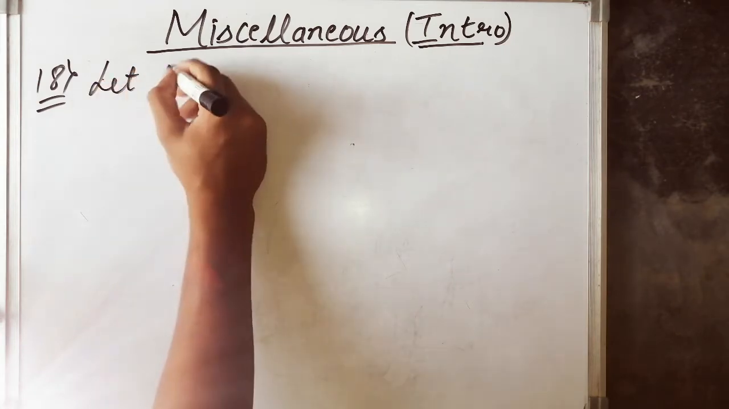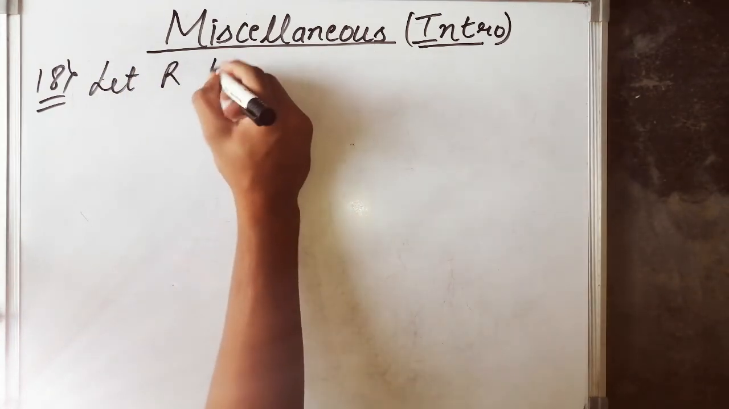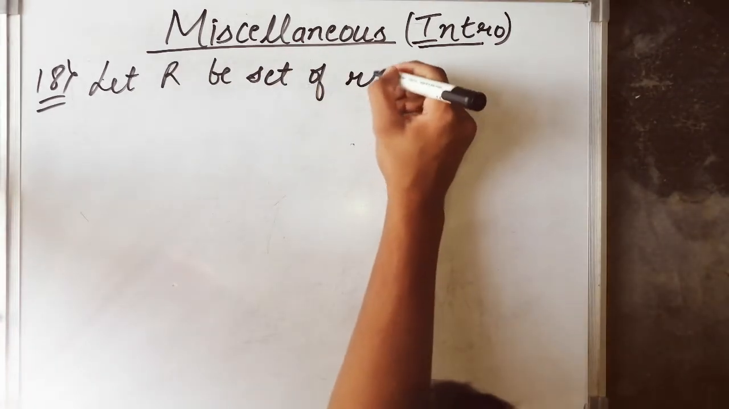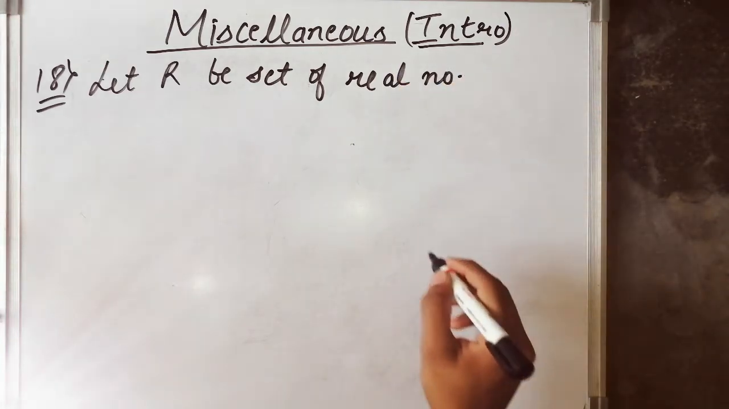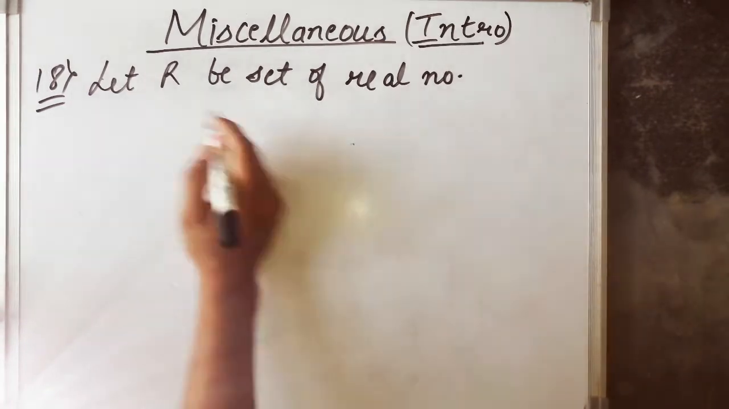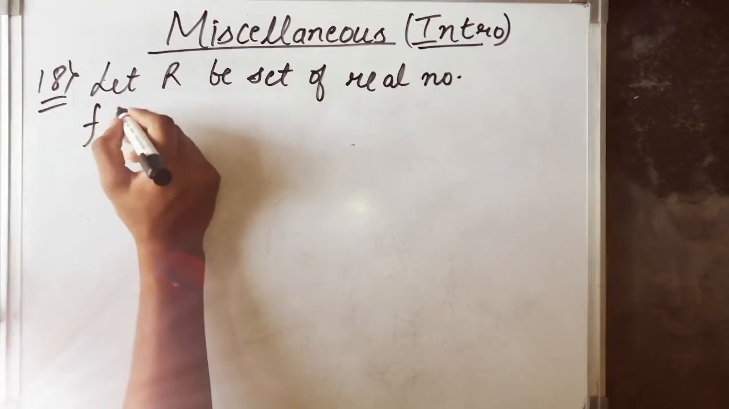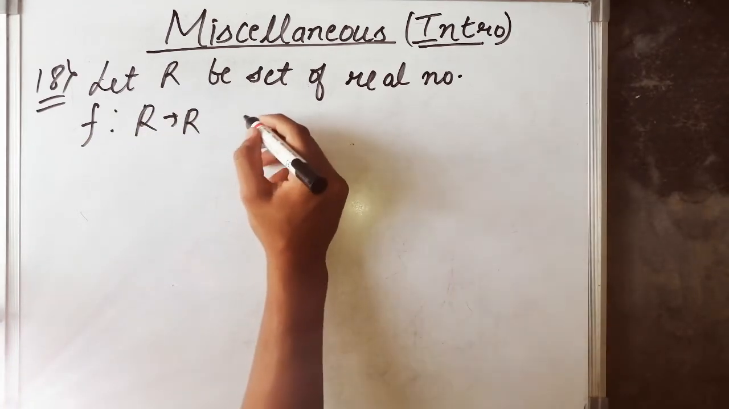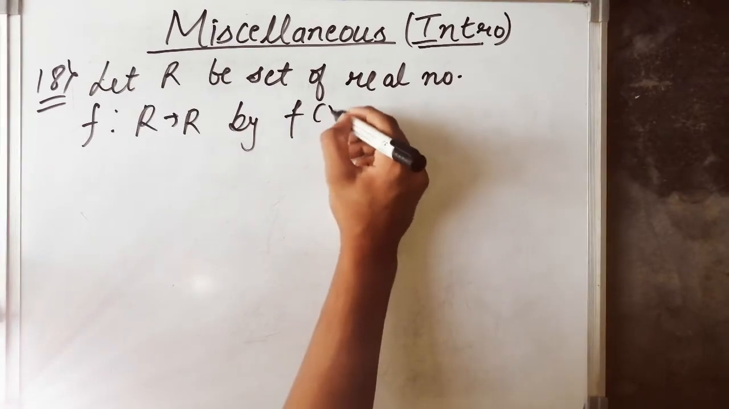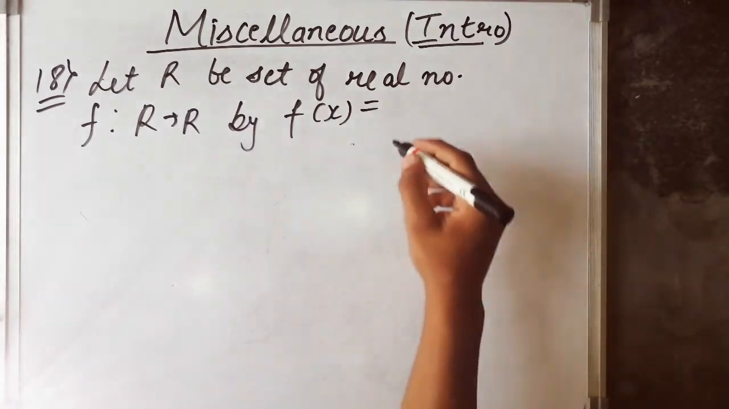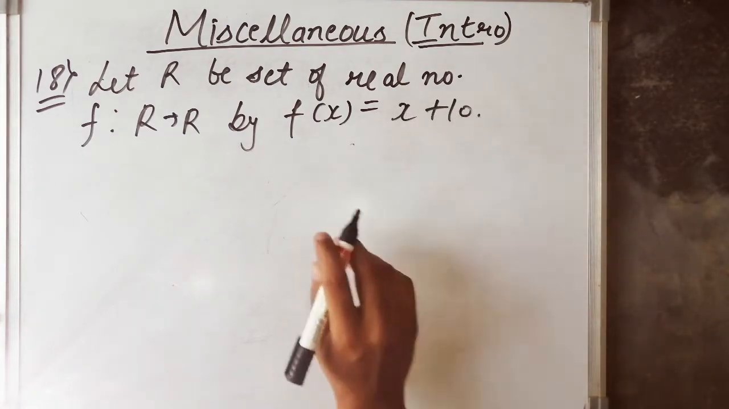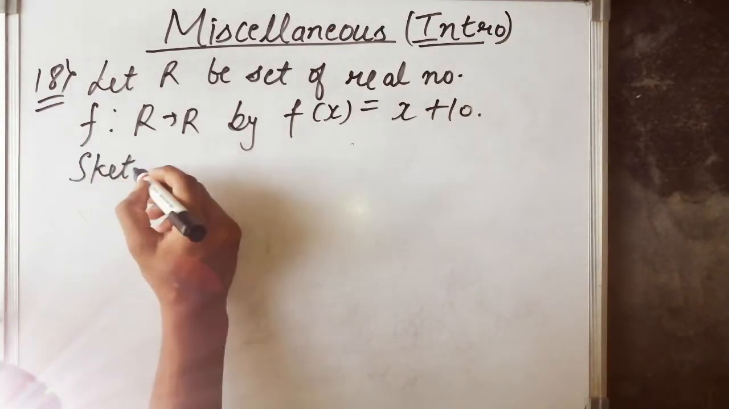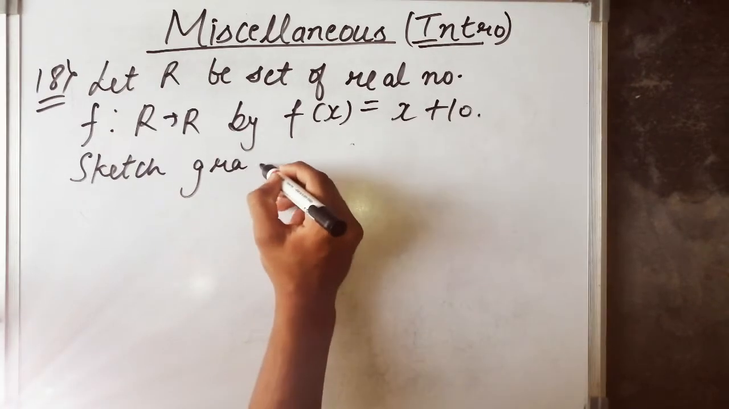Let R be the set of real numbers. We need to define the real function on R to R by f(x) equals x plus 10. Afterwards, we need to sketch the graph of this function.